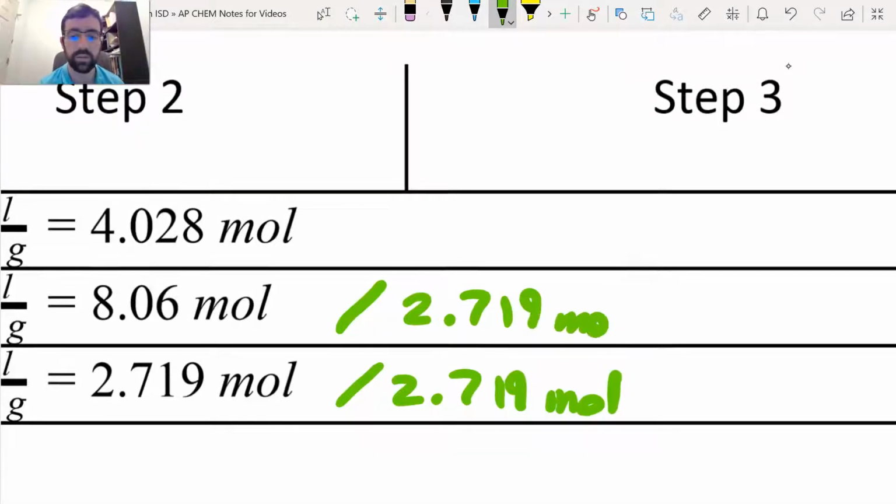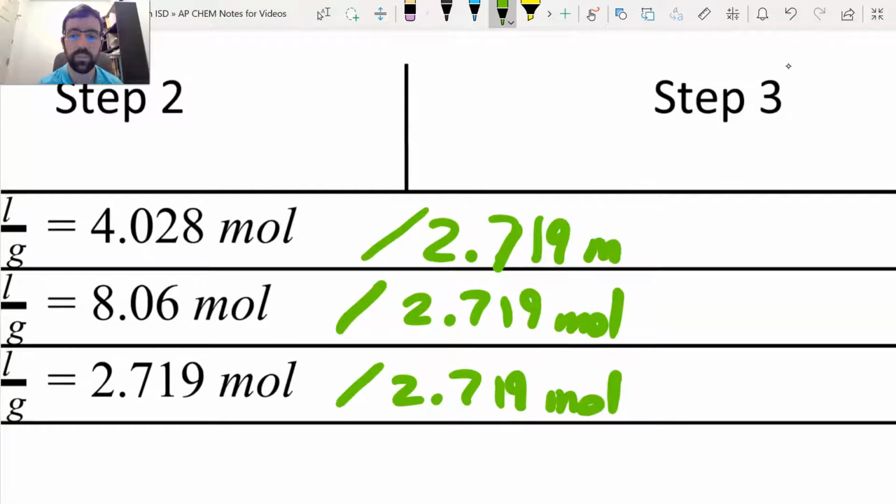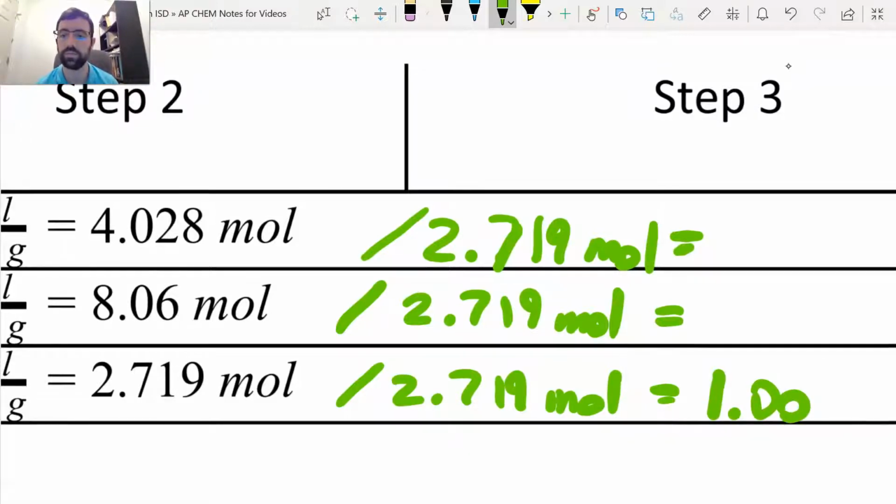2.719 moles. When we do that, we'll get our answers. The last one is going to be 1.00. Okay, 8.06 over 2.719.